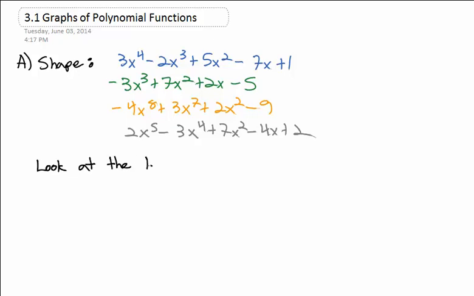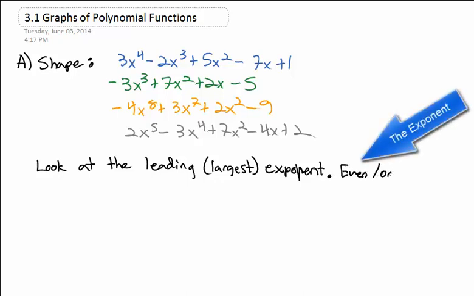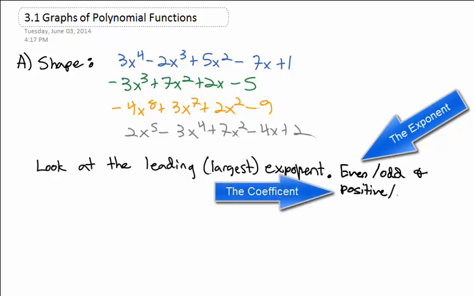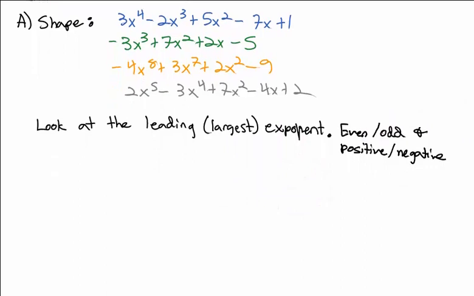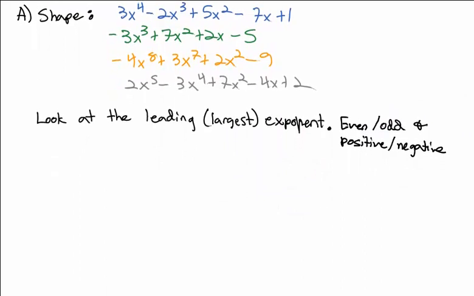at the leading or largest exponent. Leading, we call it leading because it usually comes first. The leading exponent, the largest exponent, and we want to know, is it even or odd, and if it's positive or negative. And based on that fact, it's going to take one of 4 different basic shapes.